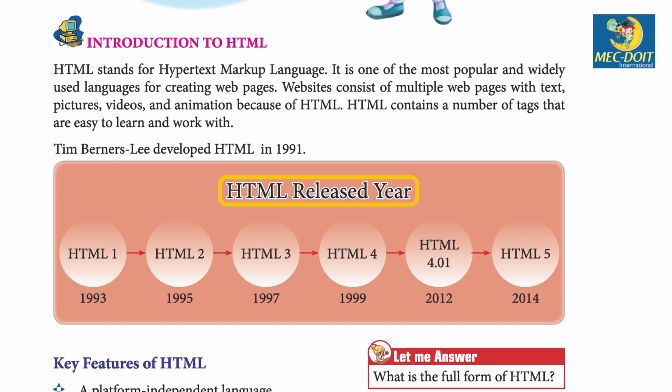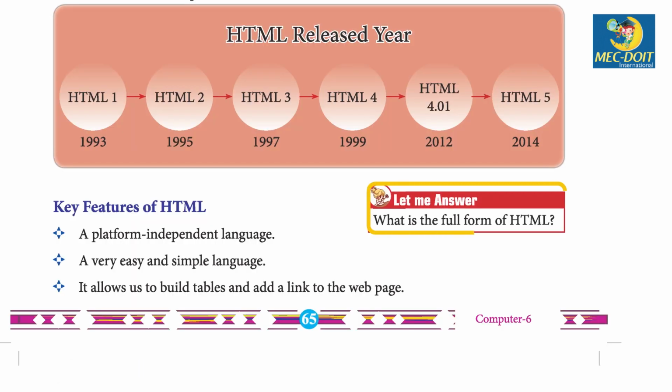HTML released year: HTML1 1993, HTML2 1995, HTML3 1997, HTML4 1999, HTML 4.01 2012, HTML5 2014. Let me answer. What is the full form of HTML?